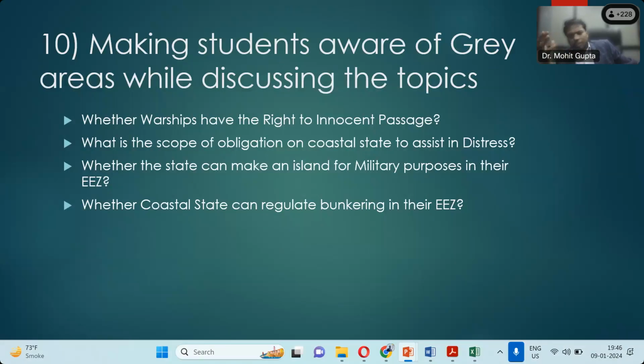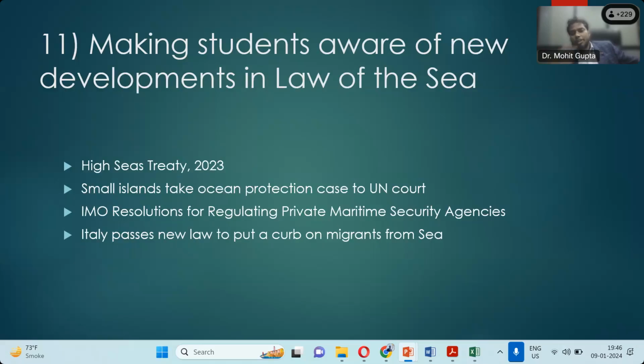For instance, when we are teaching them about innocent passage, one of the gray areas is whether a warship can have the right to innocent passage in the territorial sea of a coastal state. In the same way, there are so many research areas, and after each topic, they could be told what these areas are. This will motivate the students to research further, and some of the students may be academically oriented. They want to make their career in academics. Maybe they want to become teachers. They want to do an LLM.